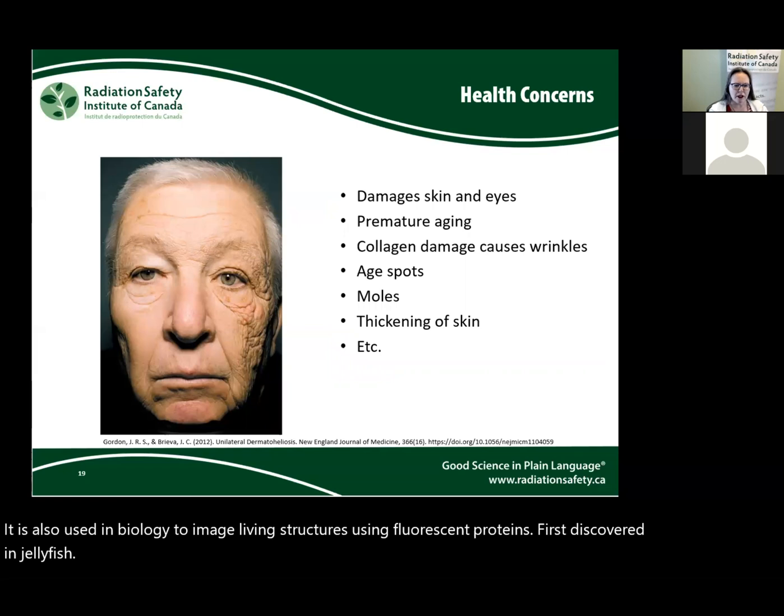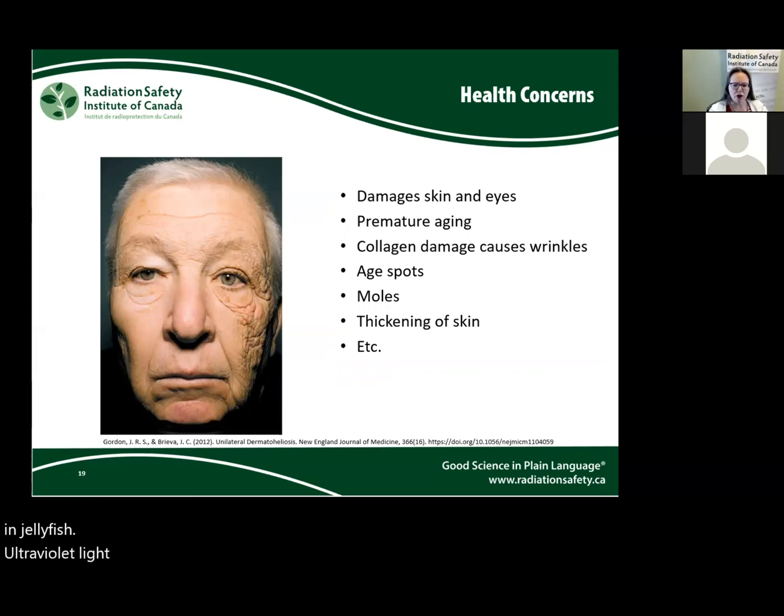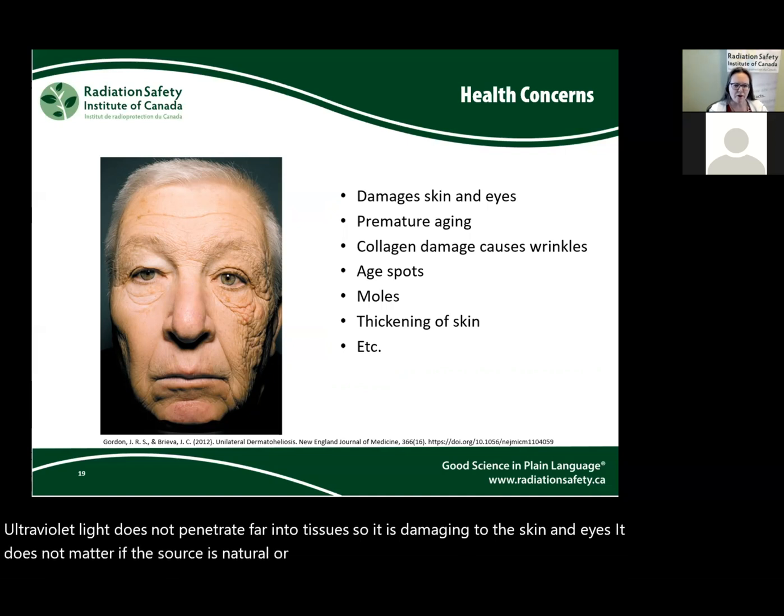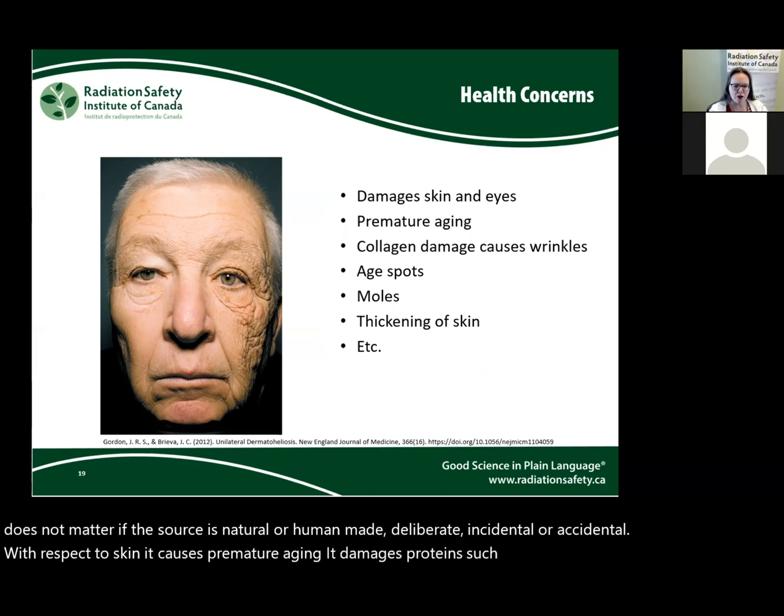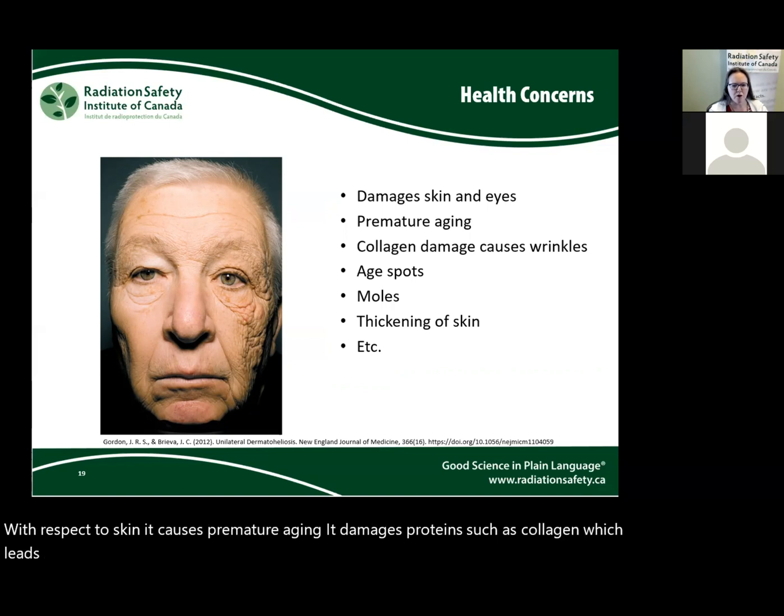Ultraviolet light does not penetrate far into tissues, so it is damaging to the skin and eyes. It does not matter if the source is natural or human-made, deliberate, incidental, or accidental. With respect to skin, it causes premature aging. It damages proteins such as collagen, which leads to wrinkles. UV exposure leads to age spots, the development of moles, and thickening of the skin, amongst other skin changes.